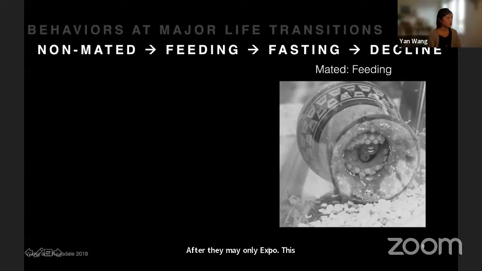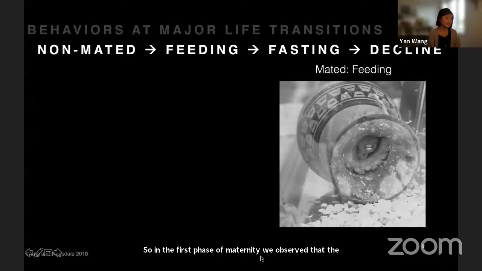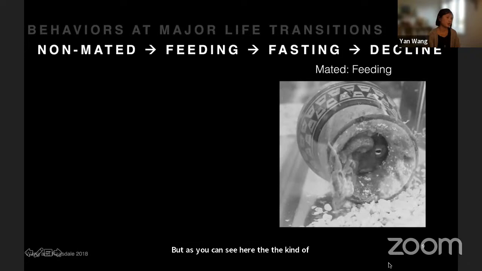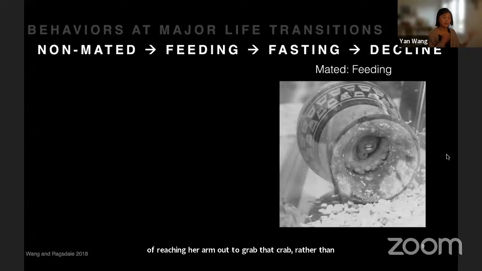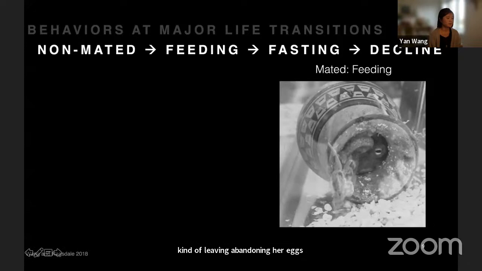So in the first phase of maternity, we observed that the female octopuses did eat. But as you can see here, the mode of hunting has changed a lot. So this is the female octopus. Her eggs are in this pot behind her, and she's just kind of reaching her arm out to grab that crab, rather than leaving, abandoning her eggs and pouncing actively on that crab. So this is a change in the hunting behavior that I'm eager to follow up on.